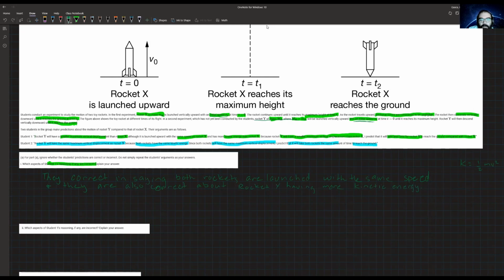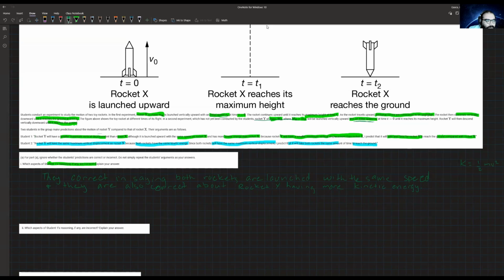Okay. And so let's see here if they say anything else, because rocket Y will have a smaller... Plot twist, hopefully we remember that if we launch two objects with the same speed, and if we ignore friction, both objects will go to the same height. So them saying that rocket Y will have a smaller vertical displacement than X is not correct.